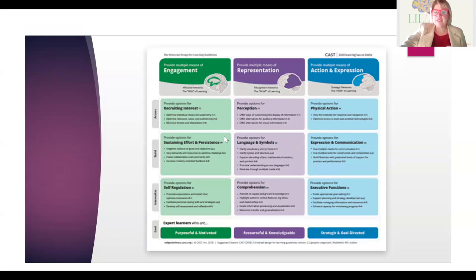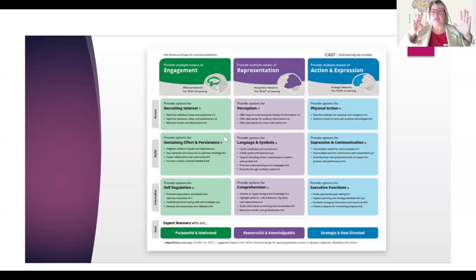So, I don't know if you can see, these are the guidelines that CAST proposed, because it's better to see them. And as I told you before, it was based on neuroscience. So if you see the guidelines, they are divided in three columns, let's say. One is green, the other is purple, and the other is blue. They are connected with the neural networks.